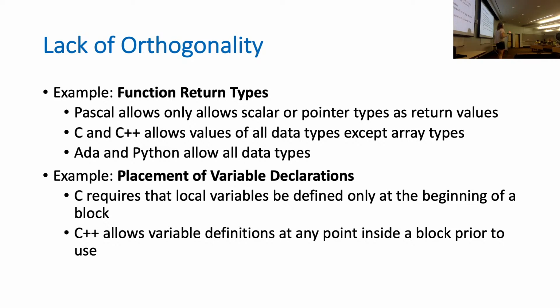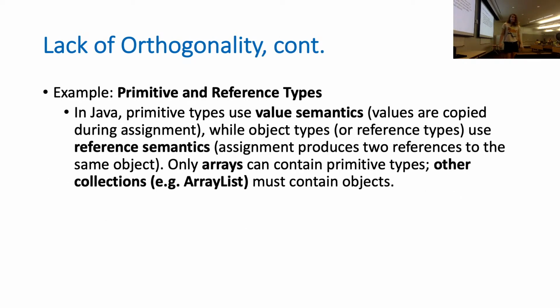Whereas in Ada, Python, and Java, anything can be returned. And so the return keyword is orthogonal. It acts the same regardless of the context. Another is placement of variable declarations, right? C actually requires local variables be defined at the beginning of a block, and that placement restriction is contextual. So another is primitive and reference types, okay?